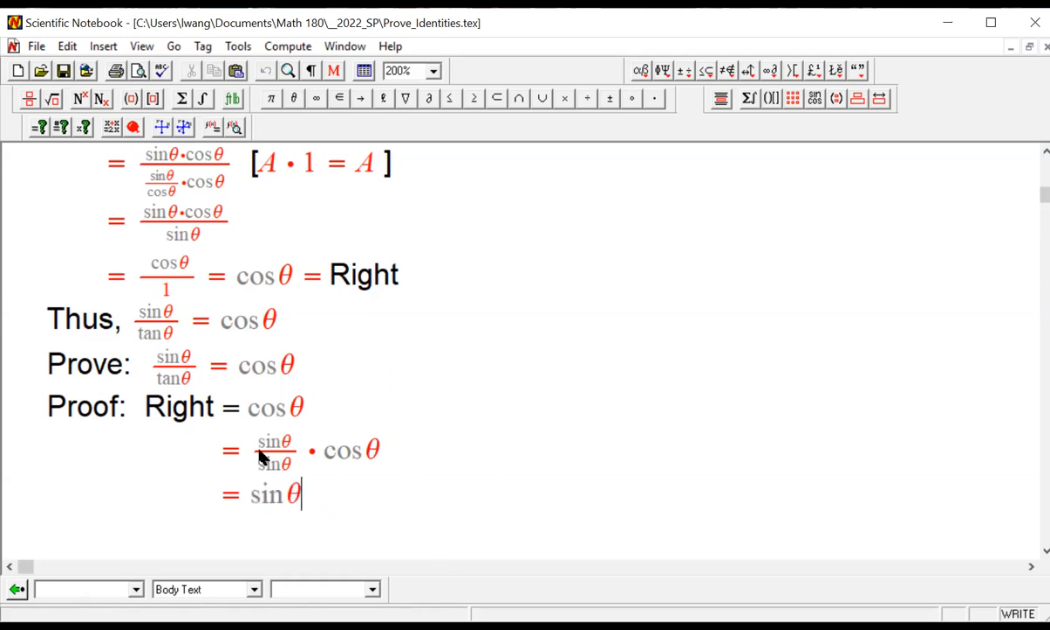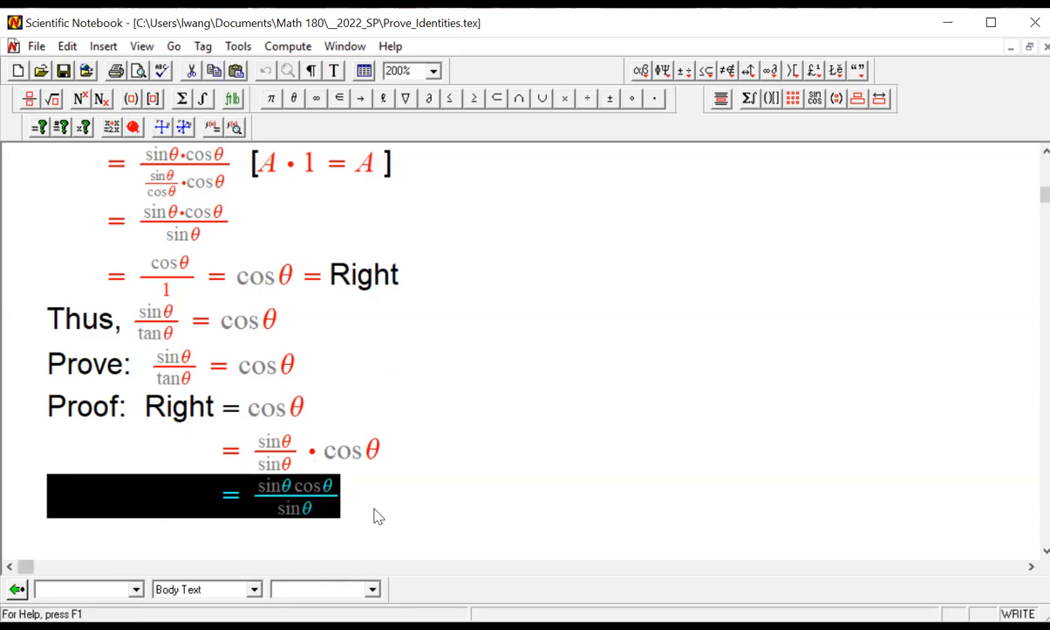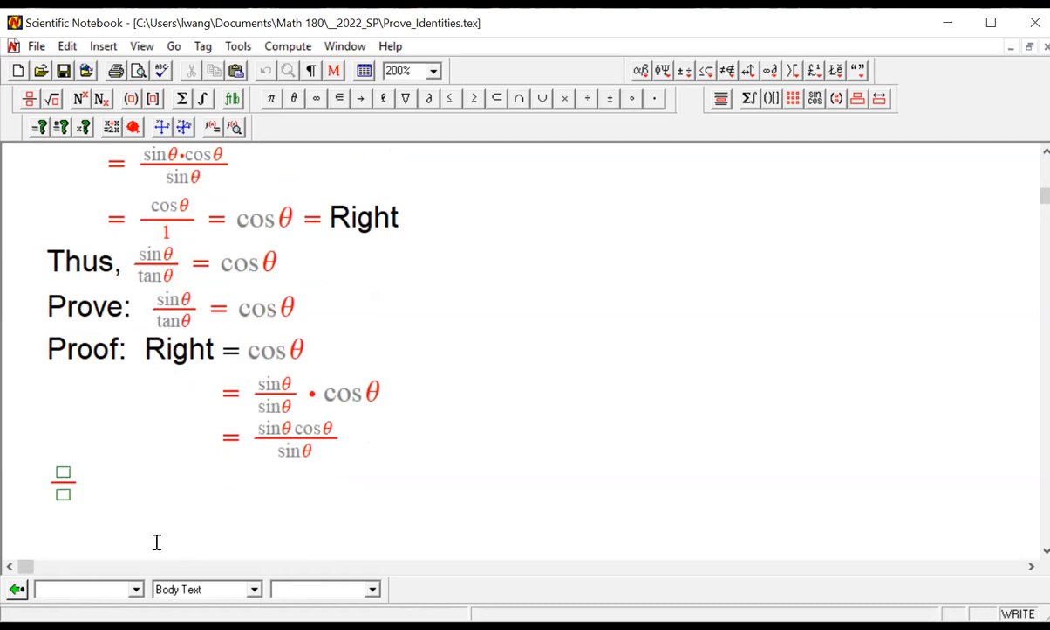I have sine theta multiply cosine theta divided by sine theta. And I know the direction I'm going. I know where I'm heading. So I'm going to divide the top and the bottom by cosine theta. I'm dividing the top and dividing the bottom by the same quantity, cosine theta.